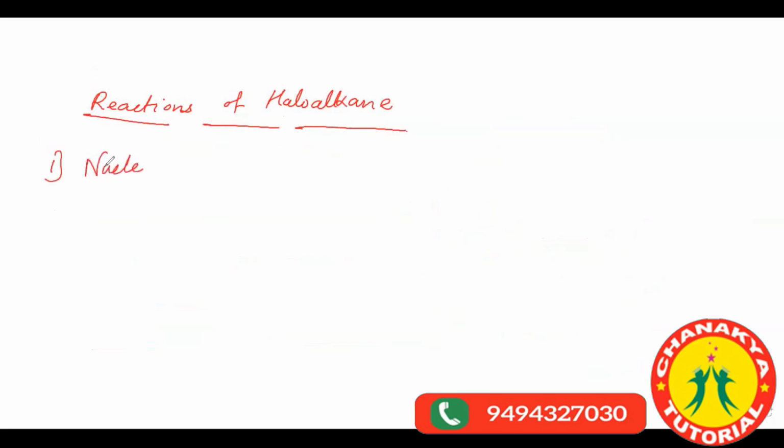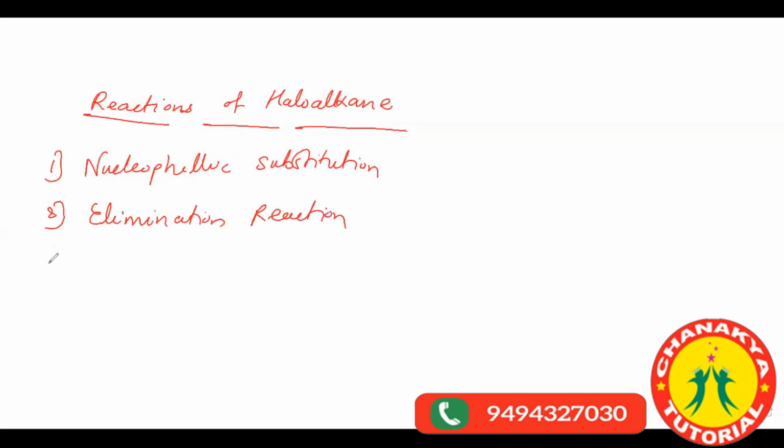Now we are going to see the reactions of haloalkanes. There are three main reactions which we have to see. Among them, the first one is nucleophilic substitution. The second one would be the elimination reaction. And the third one is the reaction with metals. These three reactions we have to see.